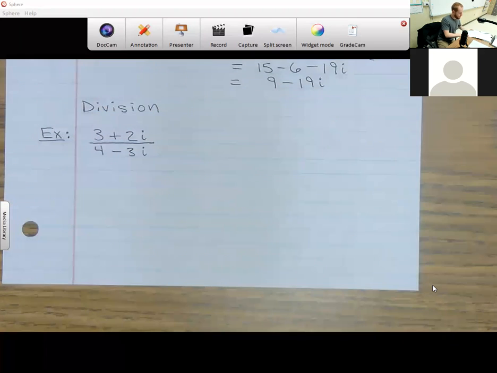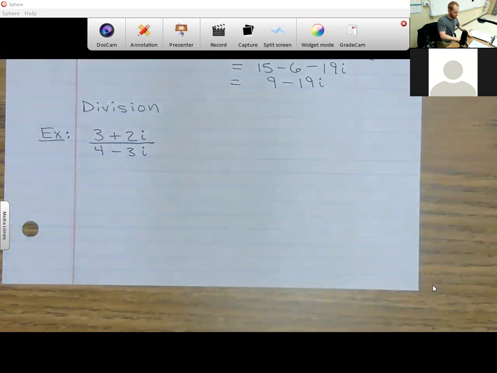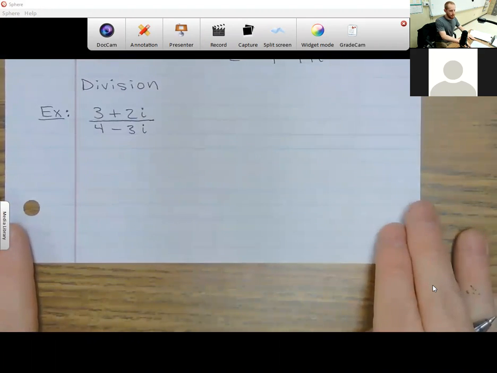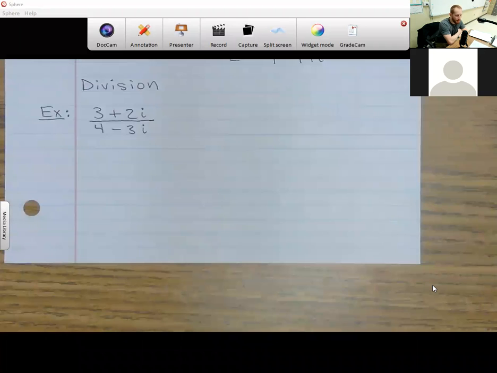Okay. So this time I'm dividing. So what's the numerator here? Well, the numerator is always going to be the top of the fraction, 3 plus 2i. So then what's the denominator going to be? It's going to be 4 minus 3i, right? Because I'm looking at the bottom of the fraction now. What I want to concentrate on is the bottom of the fraction.